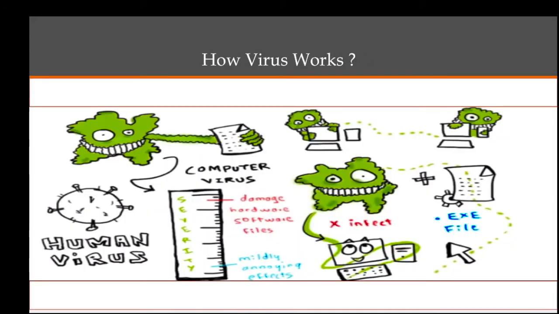So how does a virus work? A computer virus attaches itself to a program or file, enabling it to spread from one computer to another, leaving infection as it travels. Virus cannot spread without human action. Almost all viruses are attached to an executable file.